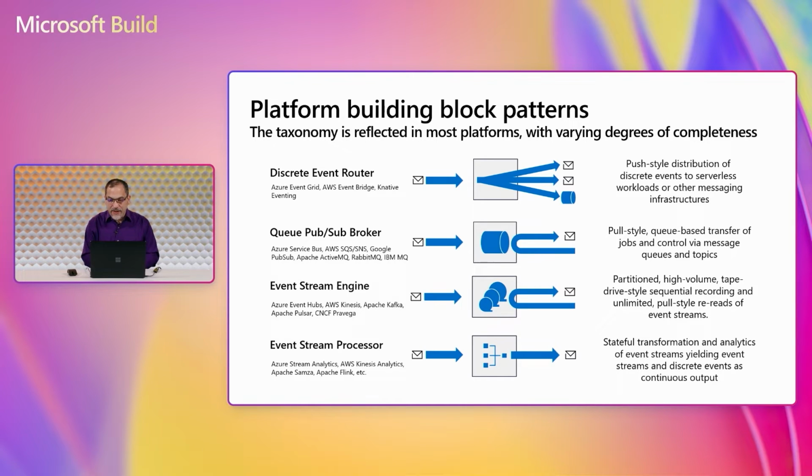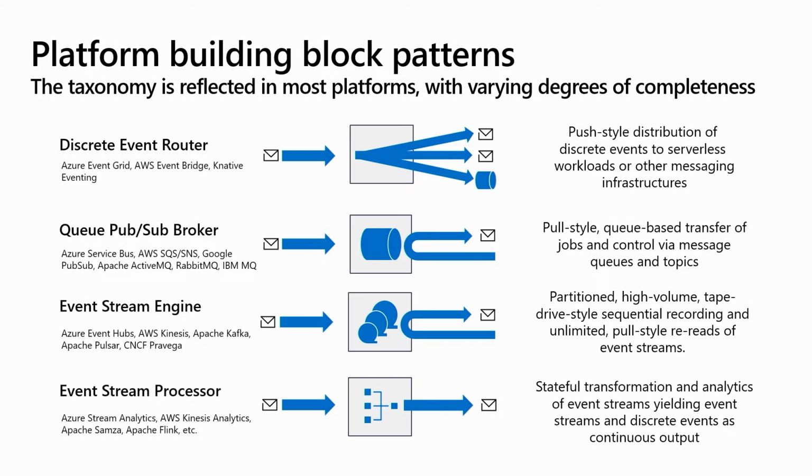This is the discrete event router, which is for push-style distribution of discrete events to serverless workloads or other messaging infrastructures. Discrete events are the types of events where you want to react to each event individually. For example, when a new file is dropped in a folder and you have a process that needs to pick up that file and do some processing with it.